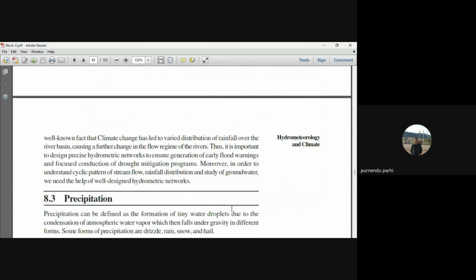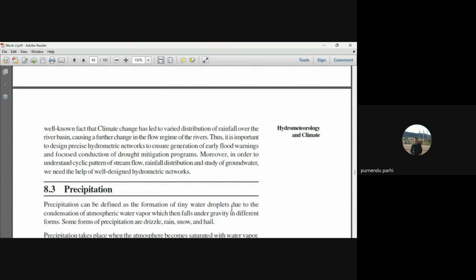It is a well-known fact that climate change has led to varied distribution of rainfall over the river basin, causing a further change in the flow regime of the river. Thus, it is important to design a precise hydrometric network to ensure generation of early flood warnings and focused conduction of drought mitigation programs. Moreover, in order to understand the cyclic patterns of stream flow, rainfall distribution, and study of groundwater, we need the help of a well-designed hydrometric network.